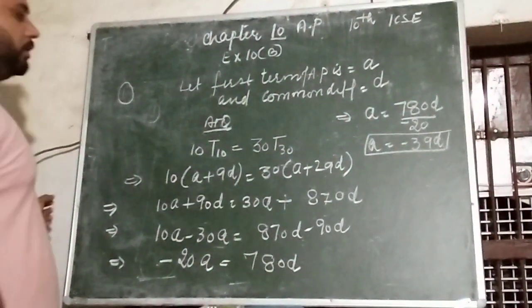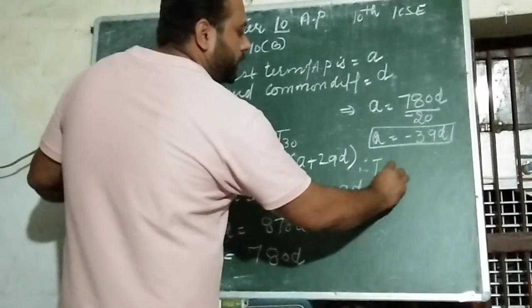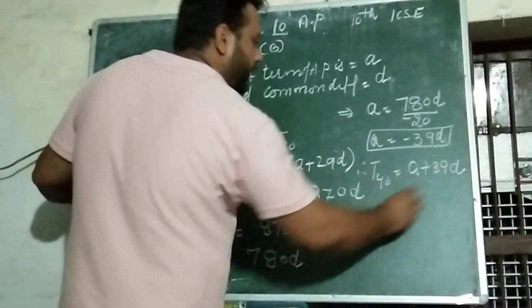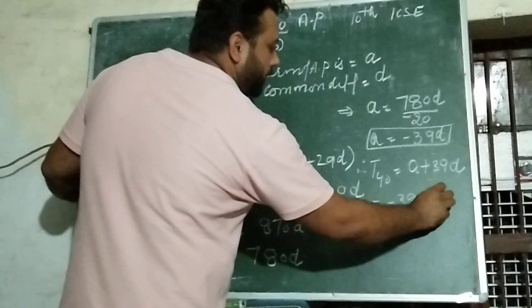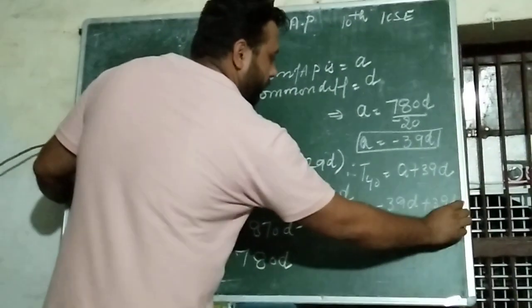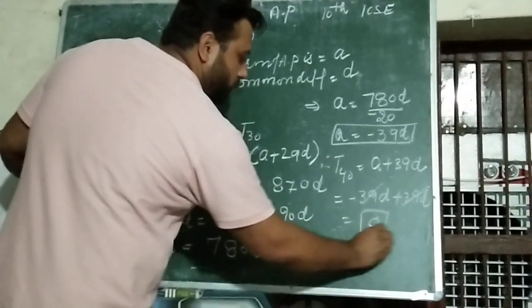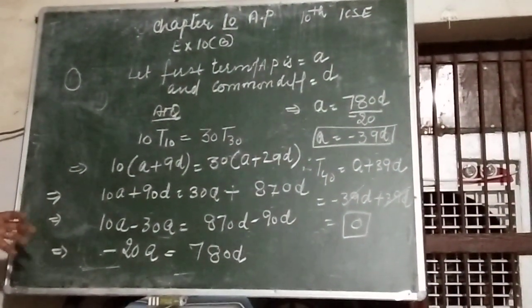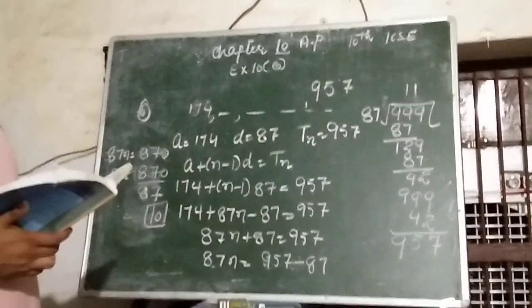Now what is asked? Find the 40th term. Therefore the 40th term is A plus 39D. What is the value of A? Minus 39D plus 39D, they cancel. So the answer is 0. So like this, from the given condition you can find the required answer. Students, please note down this.